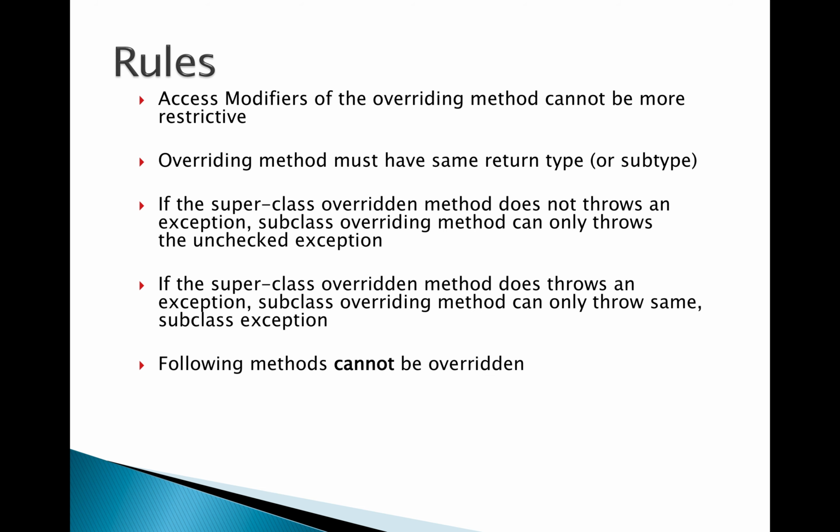The following methods cannot be overridden. You cannot override a final method. You cannot override a static method because static is associated with the class, as you know. Static methods cannot even be inherited, so there is no concept of overriding when it comes to static. You cannot override private methods, and you cannot override abstract methods as well. We'll talk about abstract and private in the subsequent sessions.